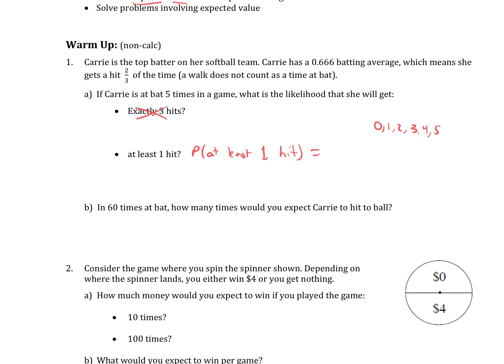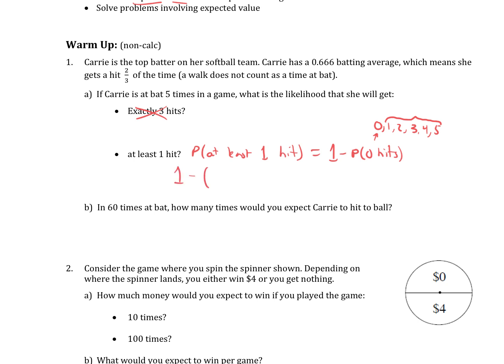We want to find the probability of any one of these numbers of things happening. So let's just figure out everything except 0. That's a lot easier than trying to add up 1 or 2 or 3 or 4 or 5. We'll just consider it for 0, and then take 100% minus that. So it's going to be 1 minus the probability of 0 hits. Okay, so the probability of 0 hits is pretty easy to figure out.